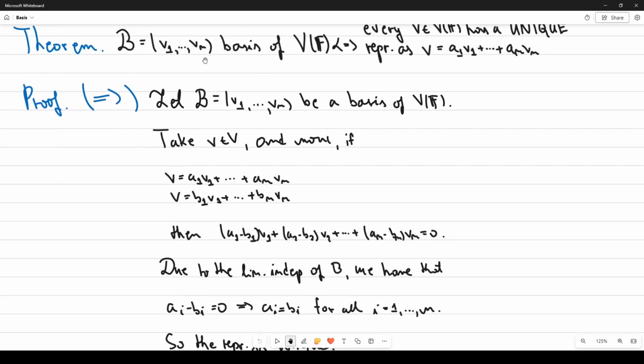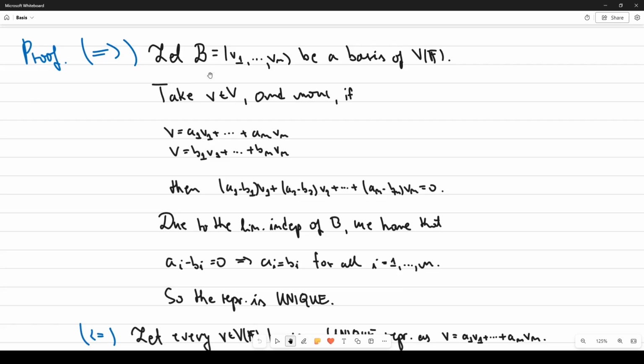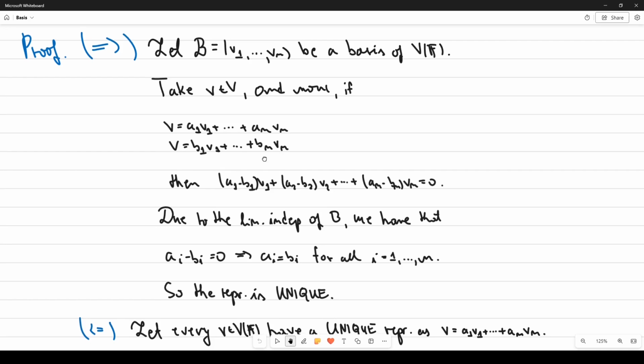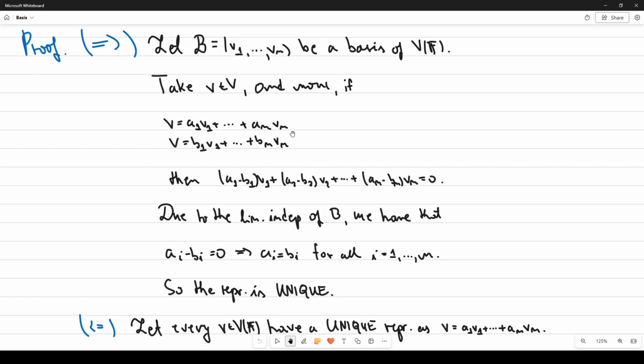So going from the left to the right, showing this implication. So let B be our basis of our vector space V over F. Take some arbitrary vector v, and let's say that it has two representations. So v can be written as this linear combination and this linear combination. Then once we subtract these two equalities, we get the following expression. So we get this linear combination to be equal to 0.